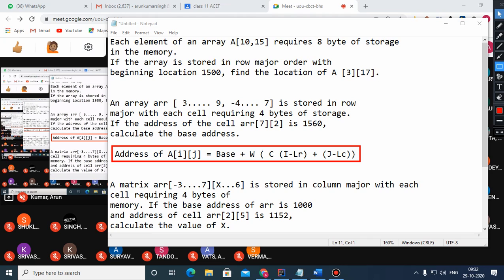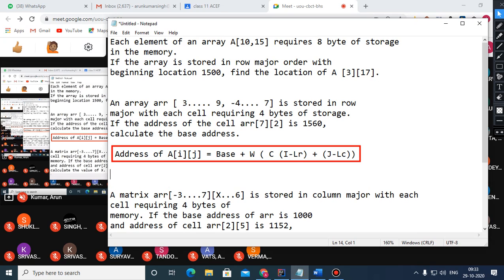Okay, others also please check and verify this. Yes, the answer is 1344 only. So just apply the values here.